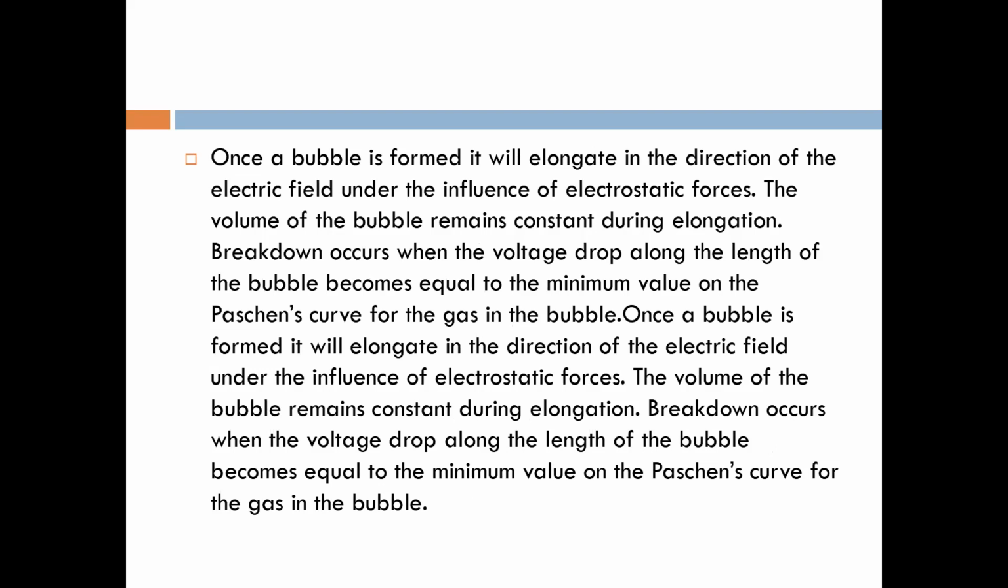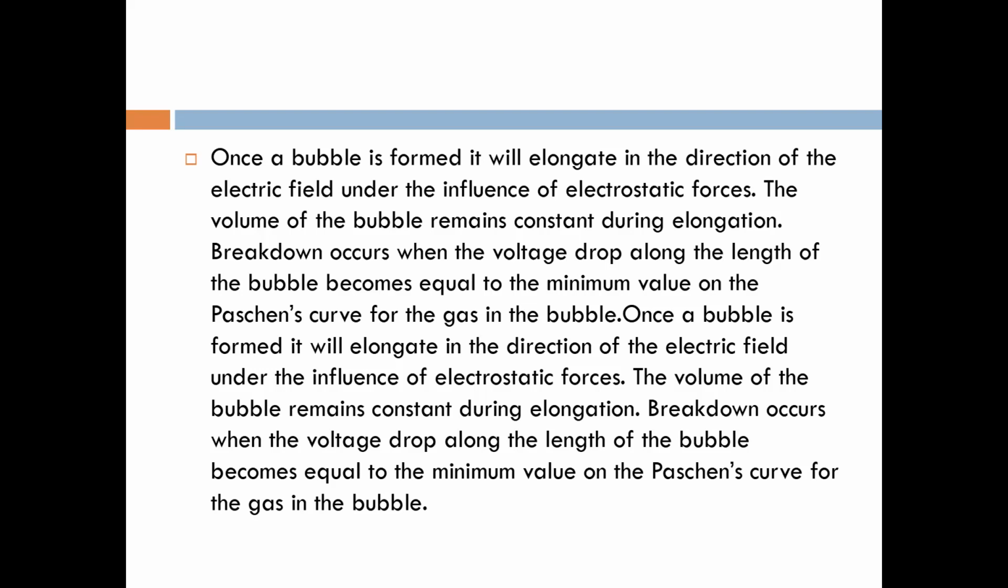What will happen? Once the bubble is formed, it will elongate in the direction of the electric field under the influence of electrostatic forces. The volume of the bubble remains constant during elongation. Third one, we have seen the trace oil volume theory. But in this case, what happened? The volume of the bubble remains constant during the elongation.